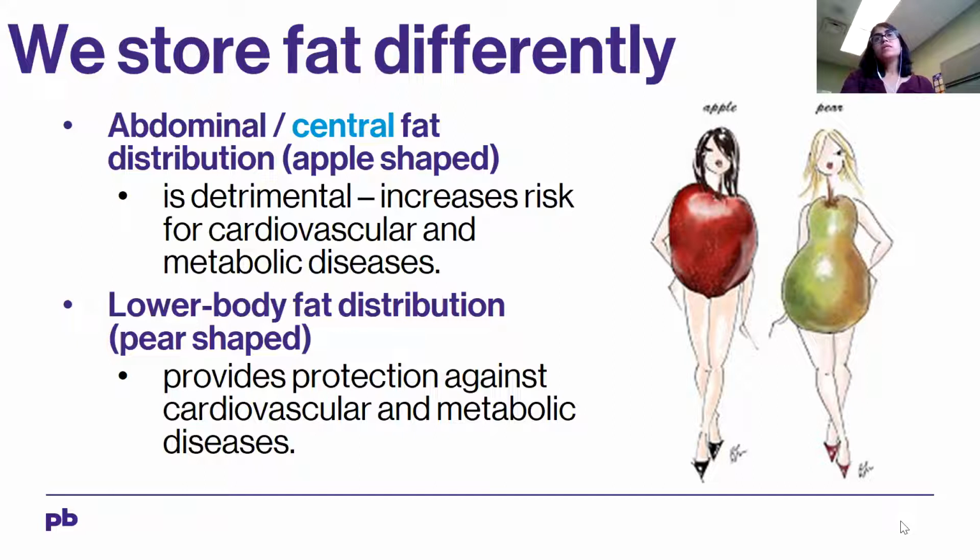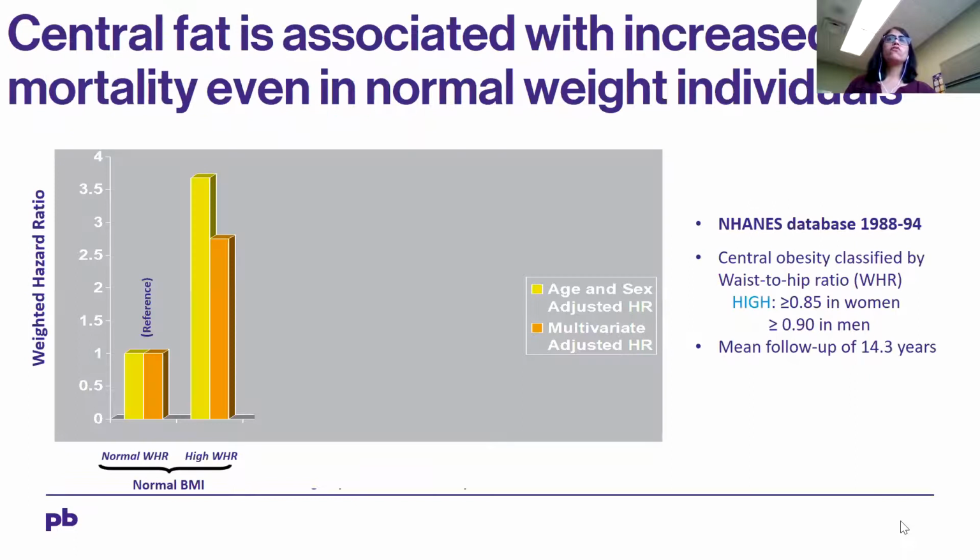Now, this is important. The way we figured this out has been through a lot of cross-sectional studies, which showed that different kinds of body composition give you different kinds of risk. But I would like to draw your attention to a study which we did, where we showed that central fat is associated with increased cardiovascular mortality, even in normal weight individuals.